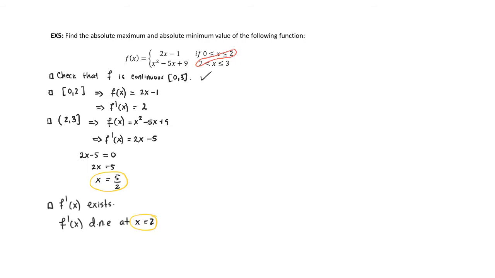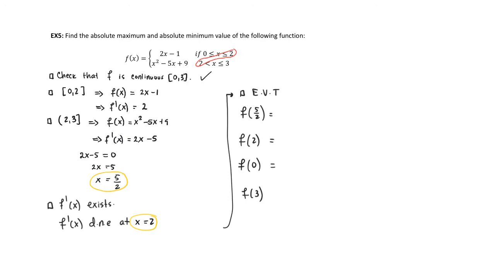So now we are ready for the extreme value theorem, EVT. We're going to go ahead now and compute f of 5 over 2. We will compute f of 2, and now f at the end points, f of 0 and f of 3.